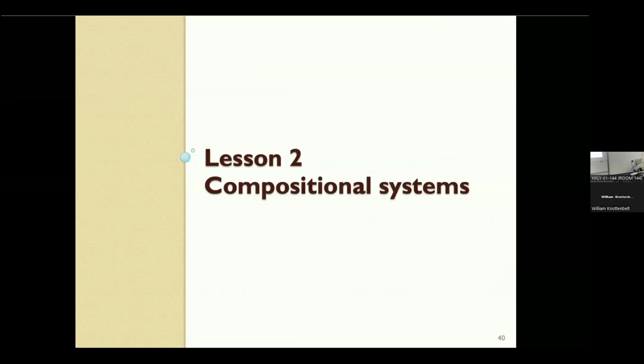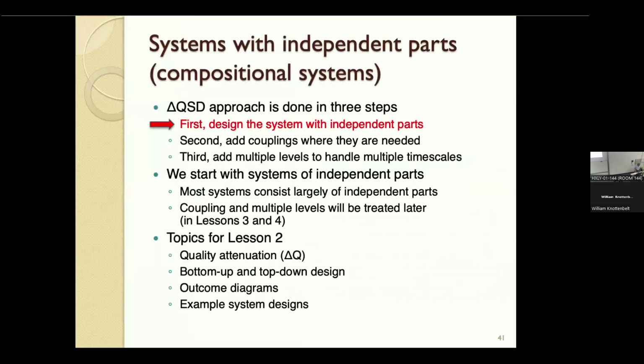Okay, the second lesson will be about compositional systems. So this is the heart of ΔQSD, putting together systems from independent parts. So this is the first step. This is kind of the heart of it.